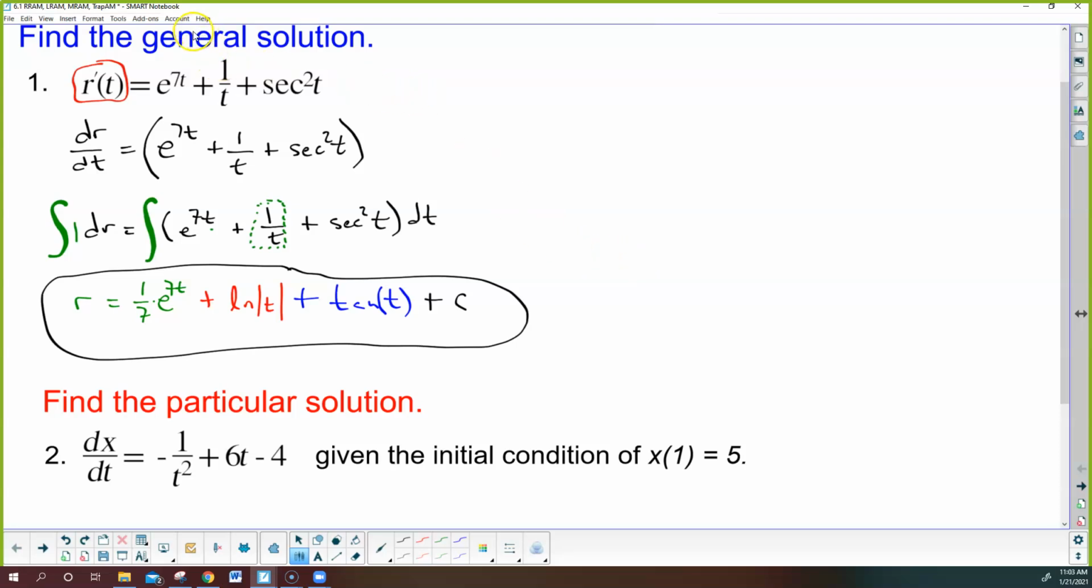All right, notice that's a general solution. Why is it considered a general solution? Because any value will work. It's general because we just put a plus c at the end.